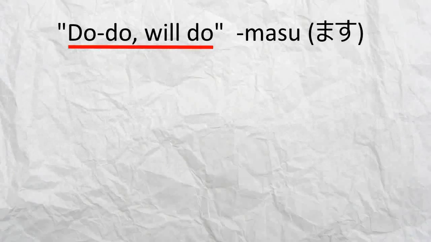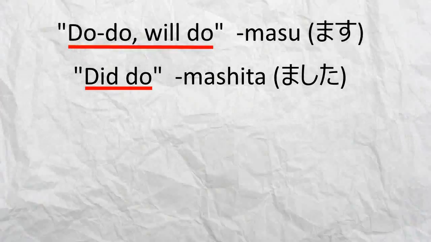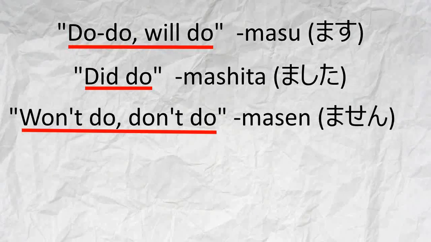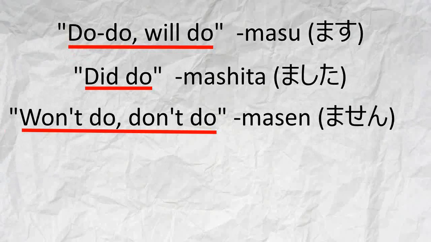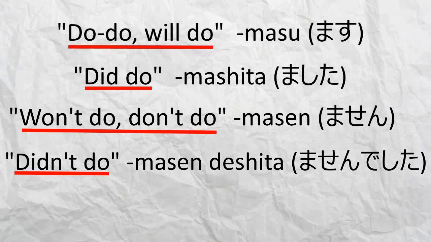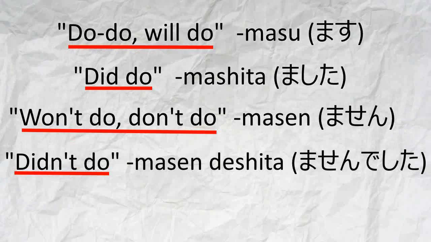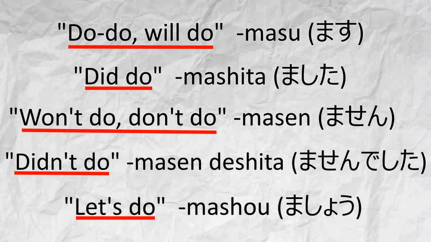There are 5 mas forms to know. Mas, do, will do. Mashita, did do. Masen, won't do, don't do. Masen deshita, didn't do. Mashou, let's do. That's as simple as I can possibly put it.